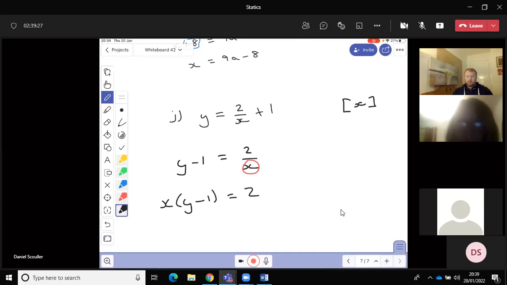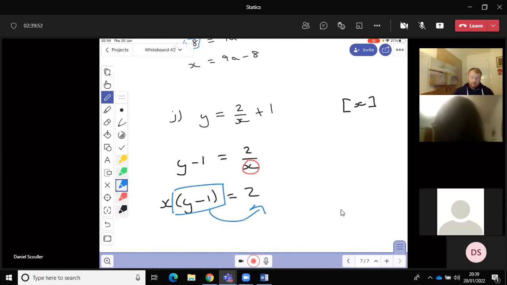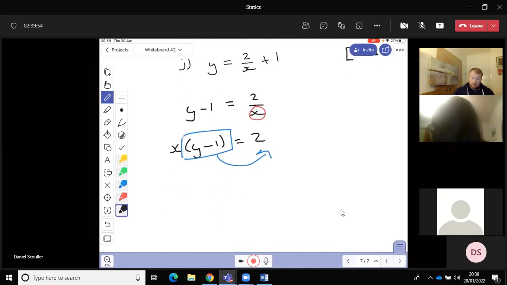Okay, so just as the ones before, we've divided that whole term. That x comes over and it multiplies that whole term, that whole thing, on the left hand side. That means I can move that over as one term, because I've got that in brackets, I can move that as one. X equals 2 over y minus 1.